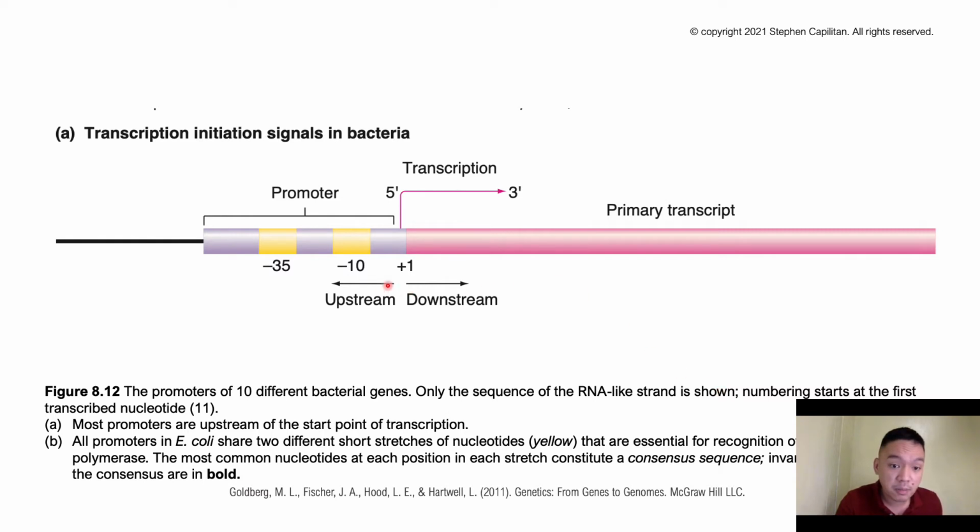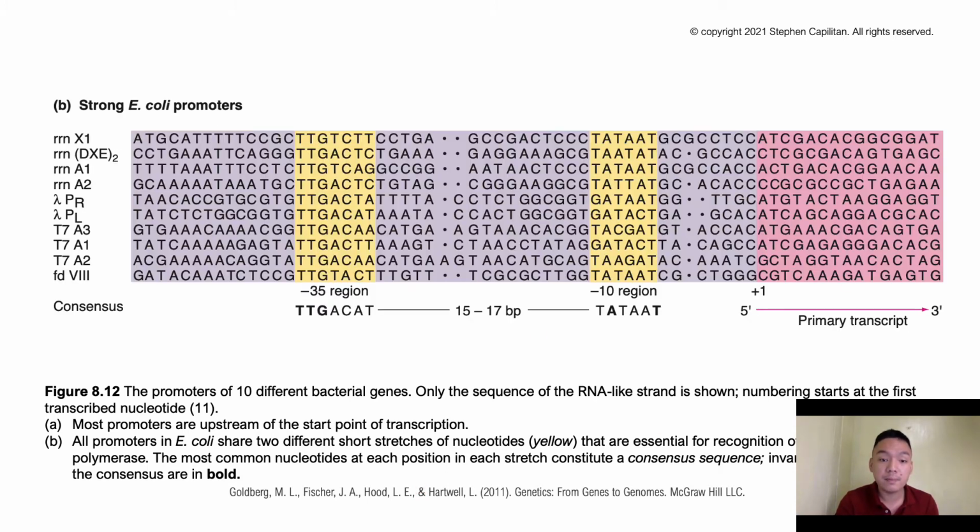This one is upstream, this one is downstream, and all promoters in Escherichia coli share two different short stretches of nucleotides, which are shown in yellow, that are essential for recognition by RNA polymerases. Okay, they are the most common nucleotides at each position within each stretch and constitute a consensus sequence. They are in bold, so this lets us see strong Escherichia coli promoters and their consensus.